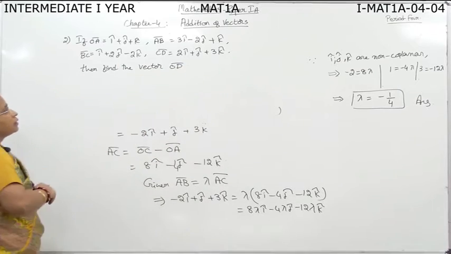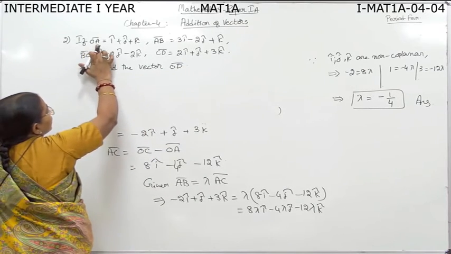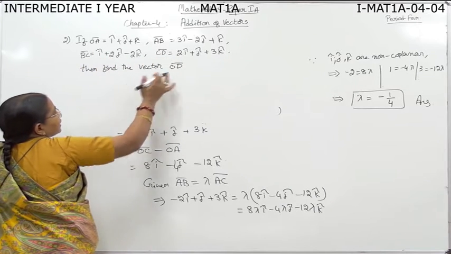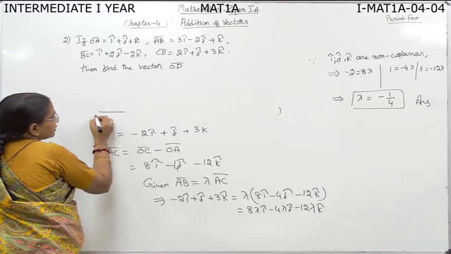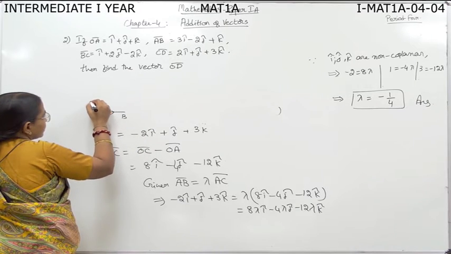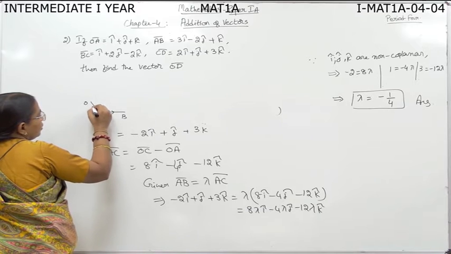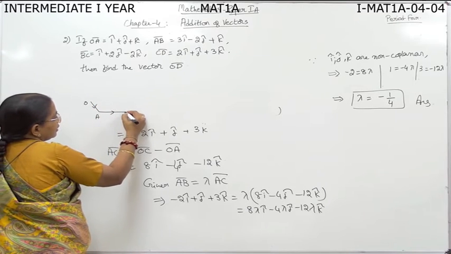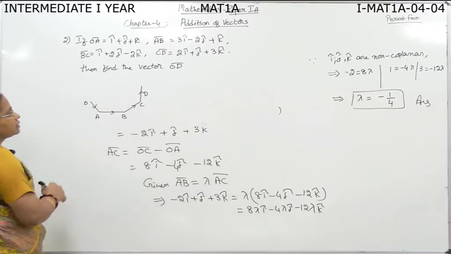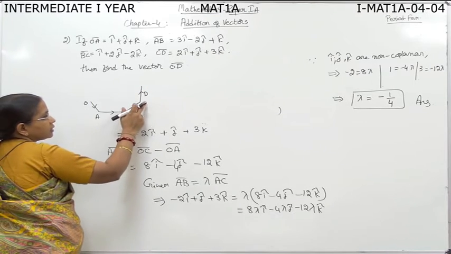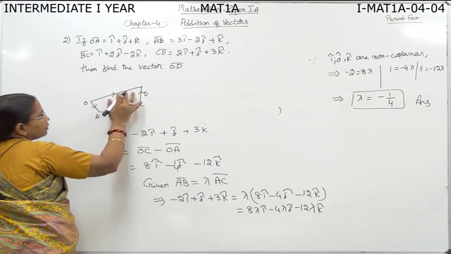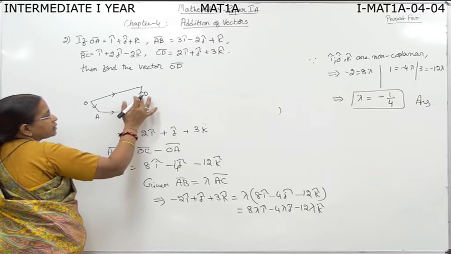Now, if you observe the given vectors, you are given OA, then continuing AB, then BC, then CD like that. When you draw the figure, it is like this. Suppose I am taking this as O. So OA, next AB, next BC, next you are given CD. So this is a continuation: OA, AB, BC, CD. Now what is OD? If I join, OD is nothing but OA plus AB plus BC plus CD.